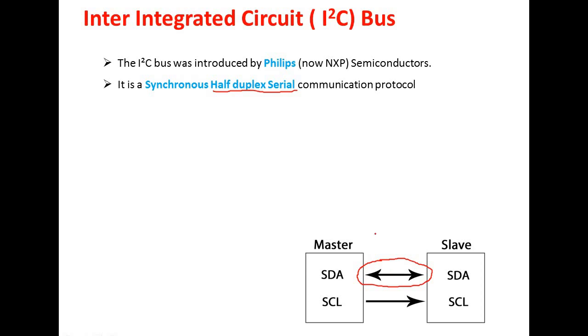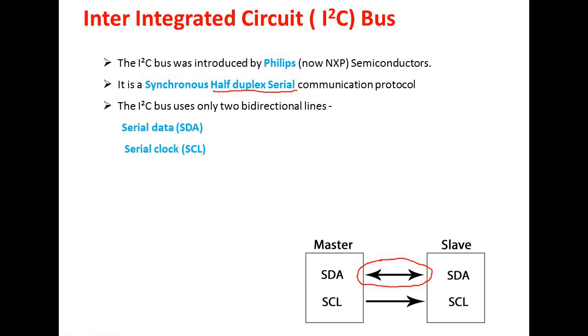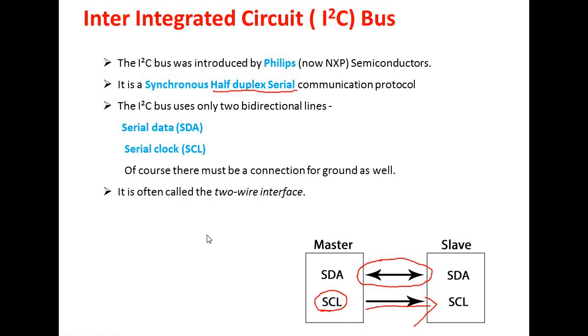This I2C bus uses two bidirectional lines for communication. One is serial data, another one is serial clock. The serial data line is used for transferring the data, and serial clock is the one which carries the clock signal required for data communication between master and slave. Of course, there is a connection for ground, but it is not counted. As two wires are required for communication, SDA and SCL, serial data and serial clock, it is often called the two-wire interface.